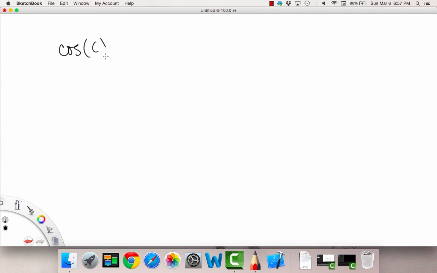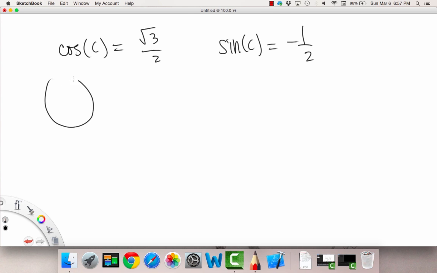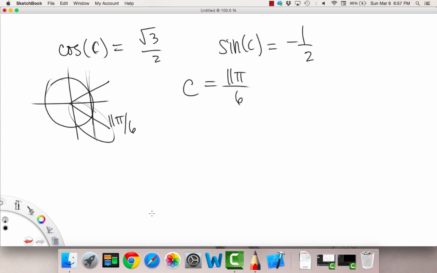So we've gotten to a point where we can say cosine c is equal to radical 3 over 2. That's a positive one. And sine of c should be equal to negative 1 over 2. So now our goal is just to find a point on the unit circle which satisfies both of these equations at the same time. Okay? So cosine of c being positive radical 3 over 2 puts us on this line. So it could be either this angle or this angle. And then we say, okay, sine has to be negative, so that means we have to pick this angle down here, okay? And that occurs at 11 pi over 6, so that means that c is going to be 11 pi over 6. Alrighty?